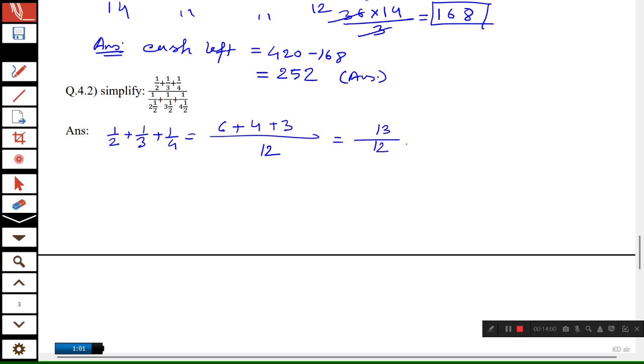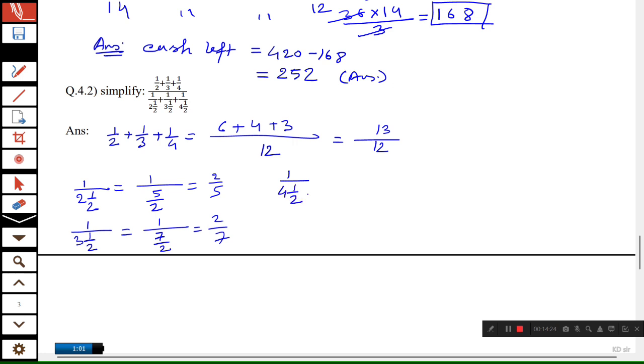So 13 by 12. Similarly, the denominator is 1 by 2 whole 1 by 2. So that means 1 by 5 by 2, that means 2 by 5. 1 by 3 whole 1 by 2, that means 1 by 7 by 2, so that means 2 by 7. And 1 by 4 whole 1 by 2, so that means 1 by 9 by 2 is equal to 2 by 9.